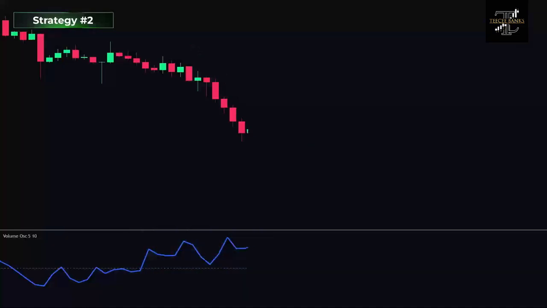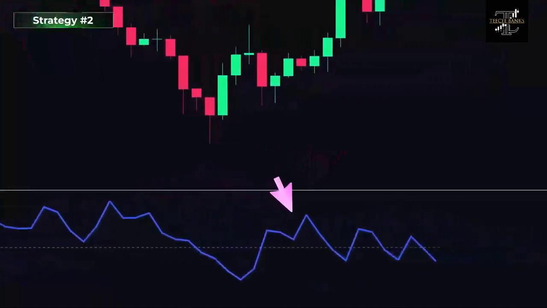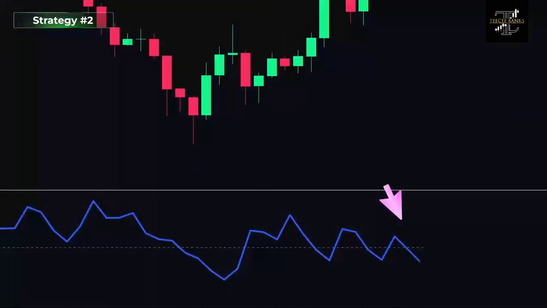But here's the key. If you start to see the volume decreasing, that tells us the strength of that trend is now getting weaker, which could be an early clue that a reversal might be coming. So by using this concept, we can start to predict when a trend is about to reverse just by watching the volume. So here's how the full strategy works.